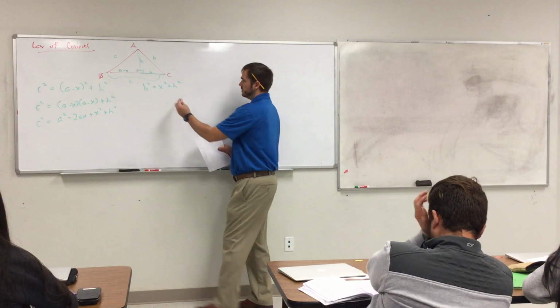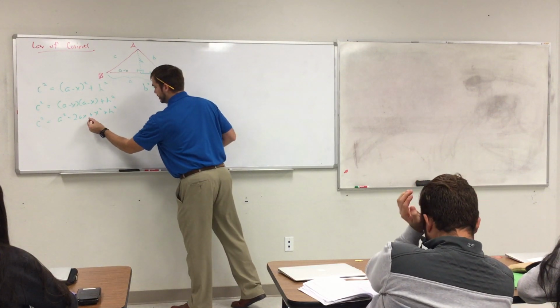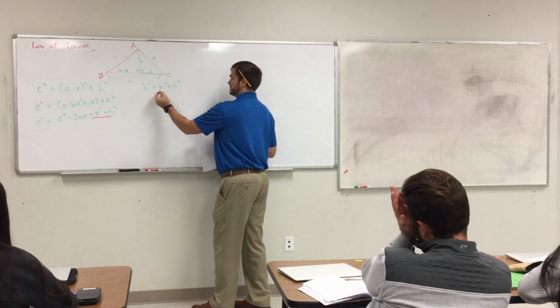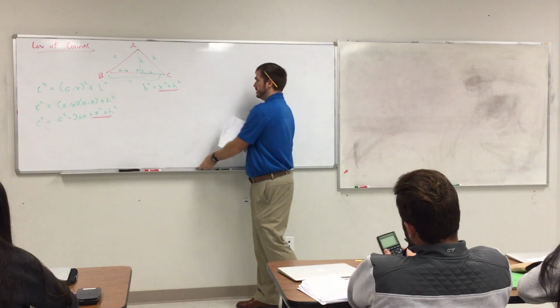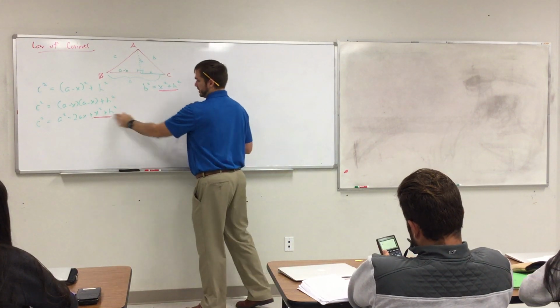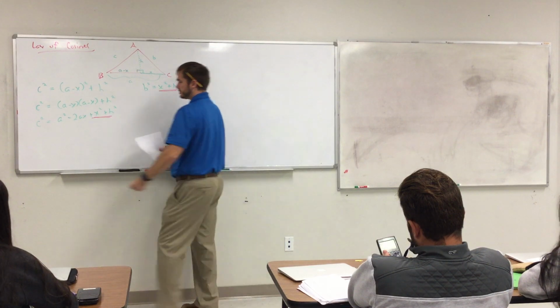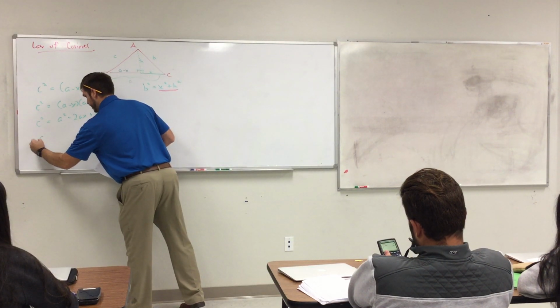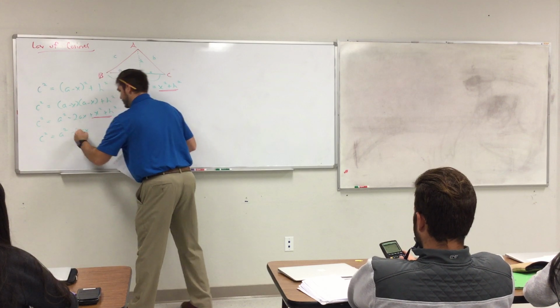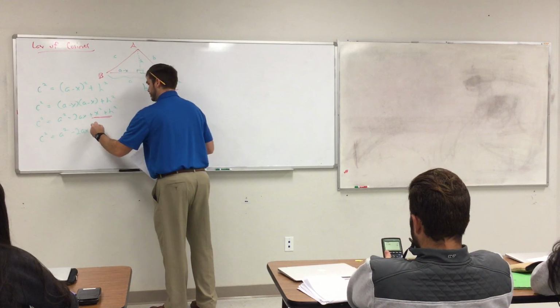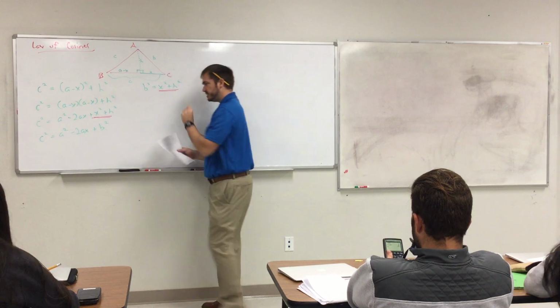And you might say, x squared plus h squared, we just wrote that over here. You are correct. So I'm going to substitute b squared for that. So now I have c squared equals a squared minus 2ax plus b squared.